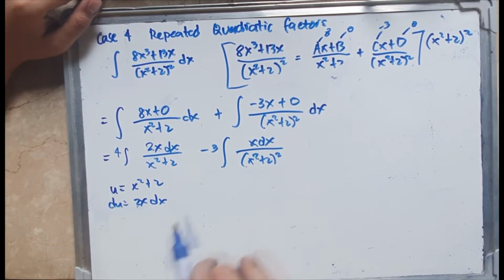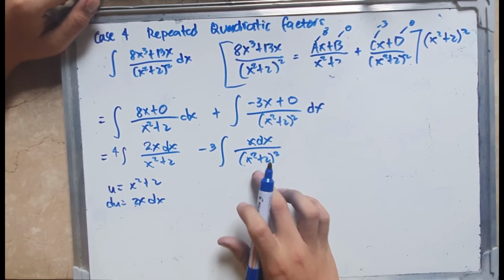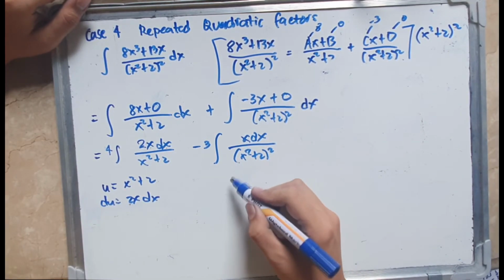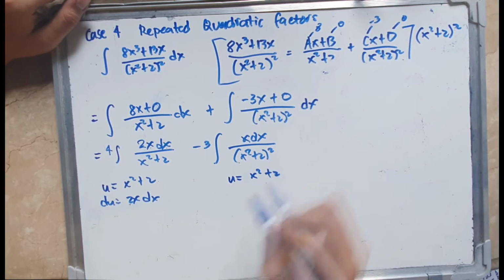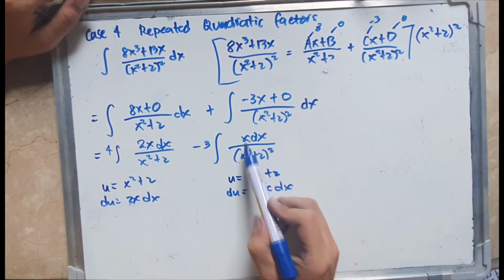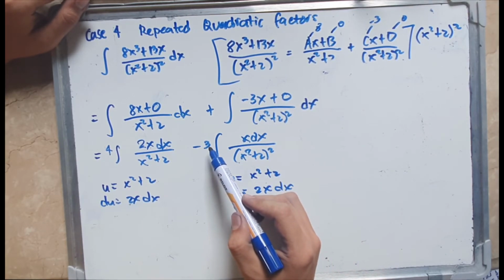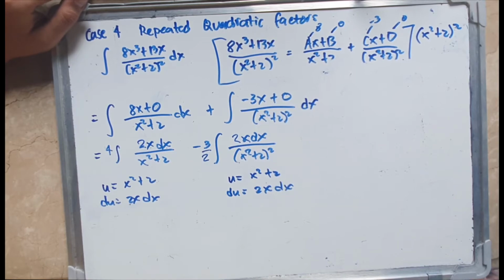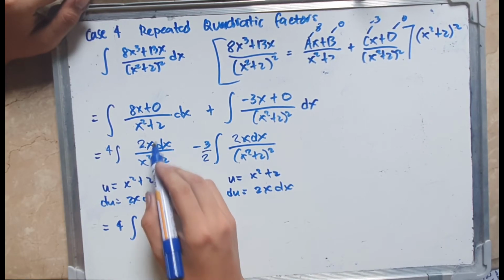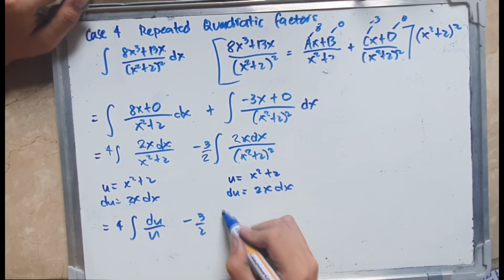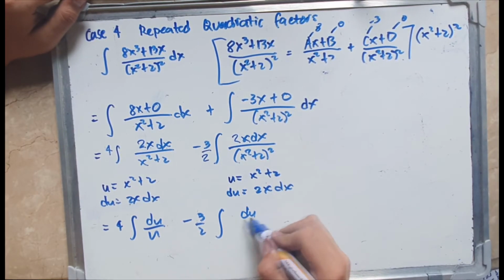Now solving for this integral right here, we could set the denominator as the u, x squared plus 2. The derivative of the u is 2x dx. So in order to have 2 here, I'm going to divide this one by 2 and multiply this one by 2. Okay, this is now the form of 4 integral of du over u minus 3 over 2 in the form of du over u squared.